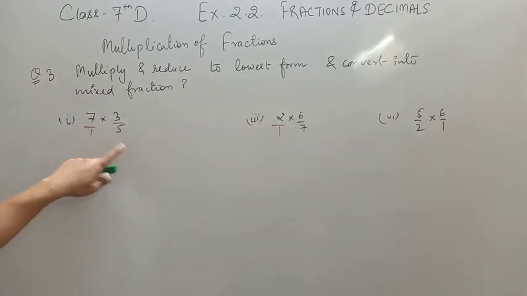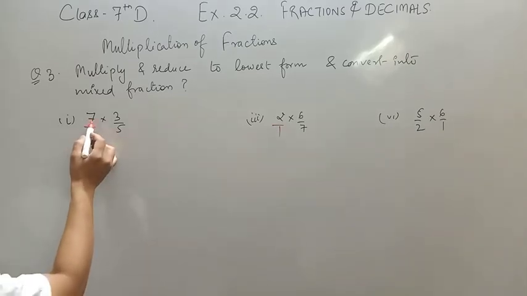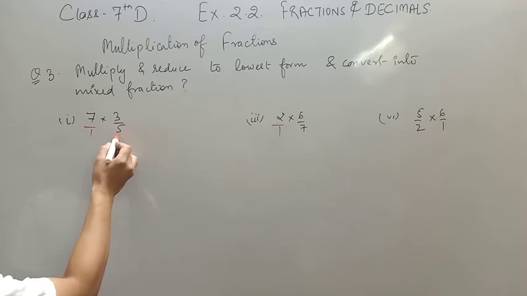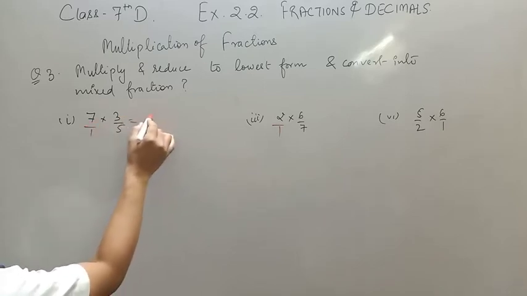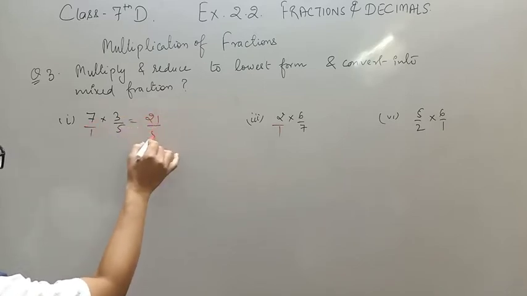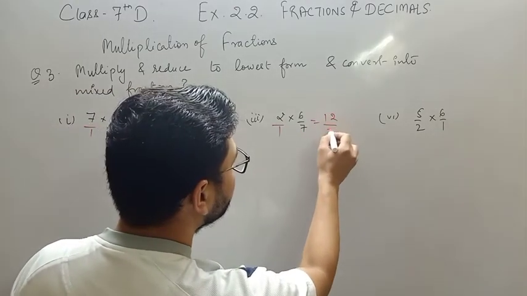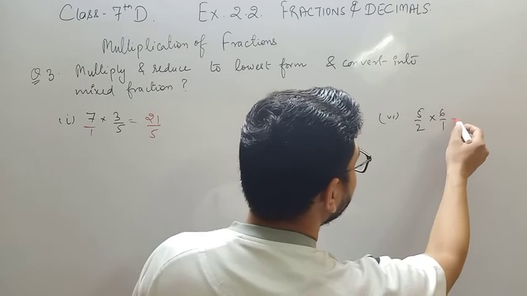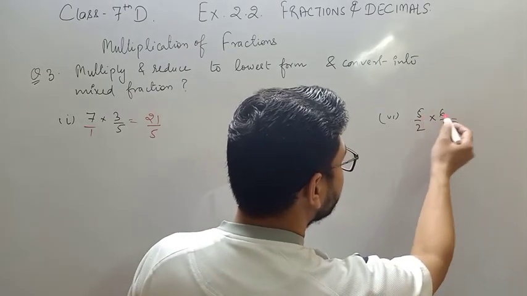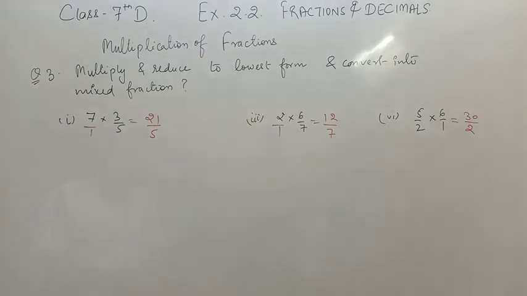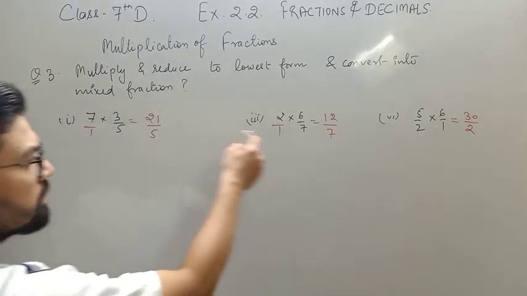Now how to multiply these two fractions? Numerator is multiplied by numerator and denominator is multiplied with denominator. Okay, so what I'll get: 7 3s are 21 divided by 5, 6 2s are 12 divided by 7. 5 6s are 30 divided by 2. Now this is in the simplest form.